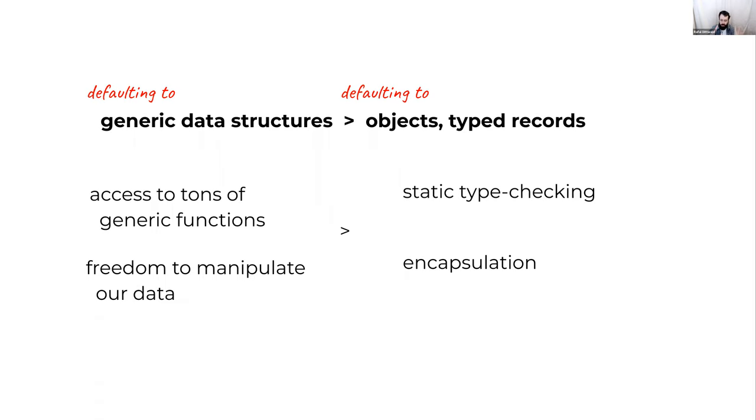But I think Clojure and data-oriented programming is saying type checking is nice, but it's also nice not to have to write types. And it's nice to just use the same functions with everything and not have to use a custom getter function for every different kind of object, et cetera.